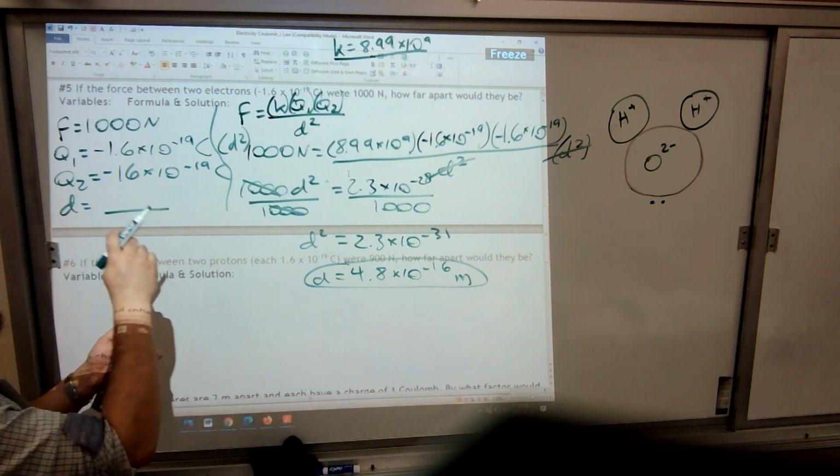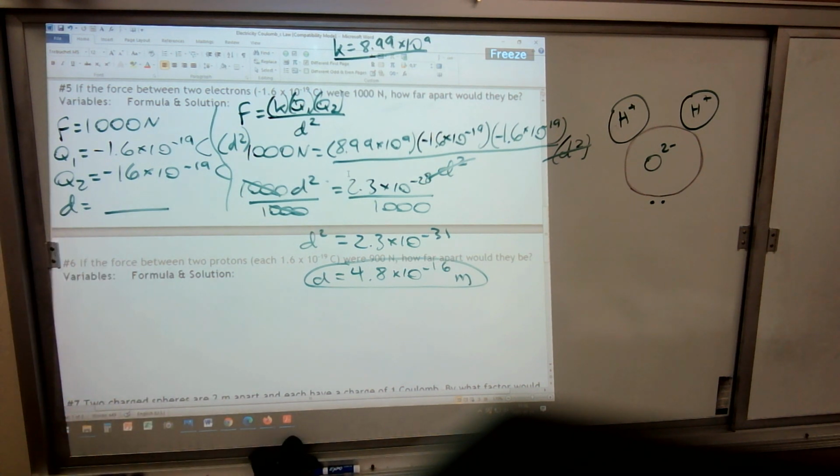So we're talking about electrons here. They're probably in some kind of atom, so that's why the number is so small. They're that close to each other. It's probably kind of big as far as atoms go. That's probably a large distance. And there you go.